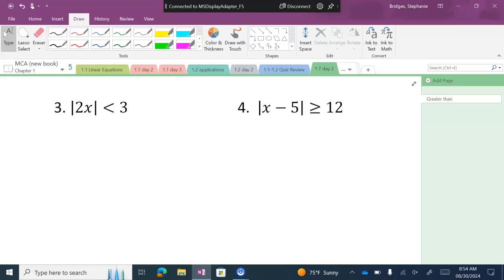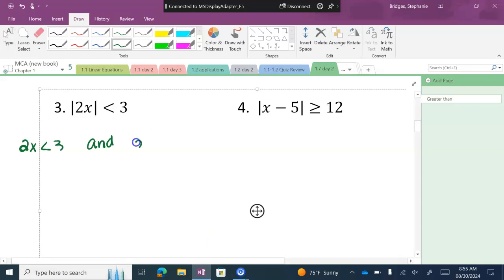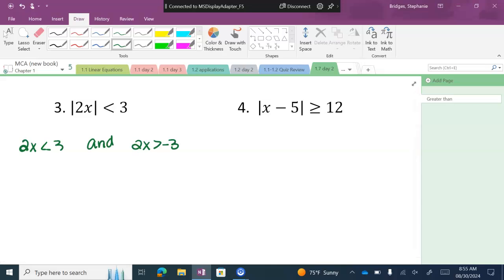Then I need to decide, am I going to use "and" or "or"? What symbol is that? That's less than, so we're going to use "and". And then I set up my two inequalities. The first one does not change other than leaving off the absolute value bars. The second one, the 2x stays the same, and that is greater than what kind of 3? Negative 3. Right, again, on that second inequality, we flip the inequality and we change the sign.